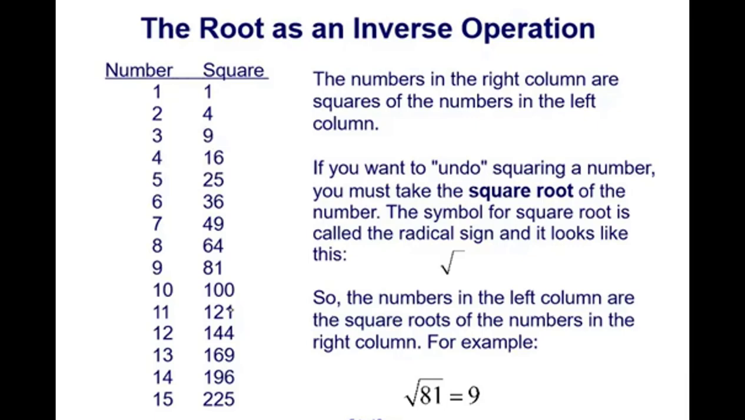Now, if you want to undo squaring a number, you must take what we call the square root of the number. The symbol for the square root is called the radical sign, and it looks like this. So the numbers in the left column are the square roots of the numbers in the right column. So for example, if I look at this row in the table, we know that 9 squared is equal to 81, but now if we go backwards, we also know the square root of 81 is equal to 9.